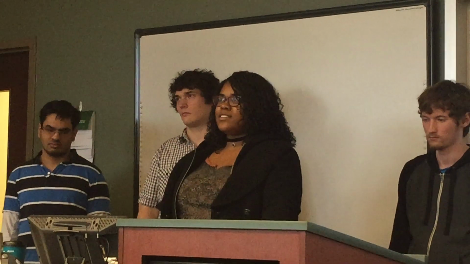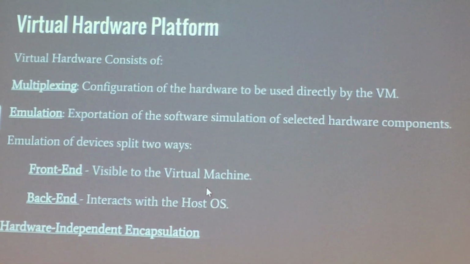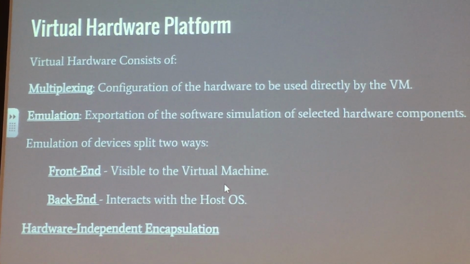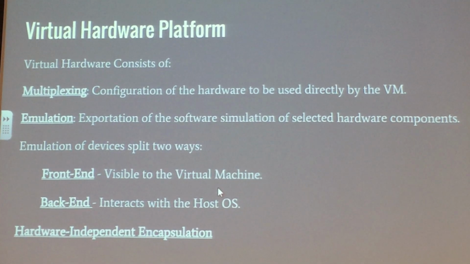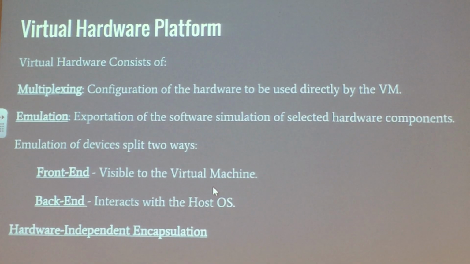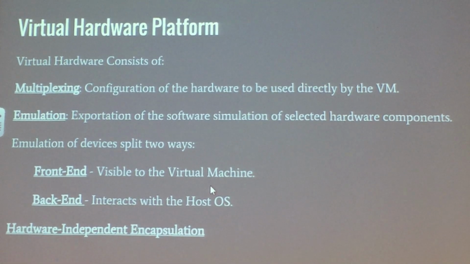The virtual hardware consists of multiplexing, which I just covered, and emulation, which is essentially breaking up the virtual machine into a front end and a back end. The front end is mainly related to hardware. You have different peripherals that you can place inside of your computer. The front end in the virtual machine is essentially having a piece of software representing any peripheral that you can attach to your computer. And there is a specific driver for that virtualized hardware that represents your external hardware. And the back end basically just interacts with the host operating system.